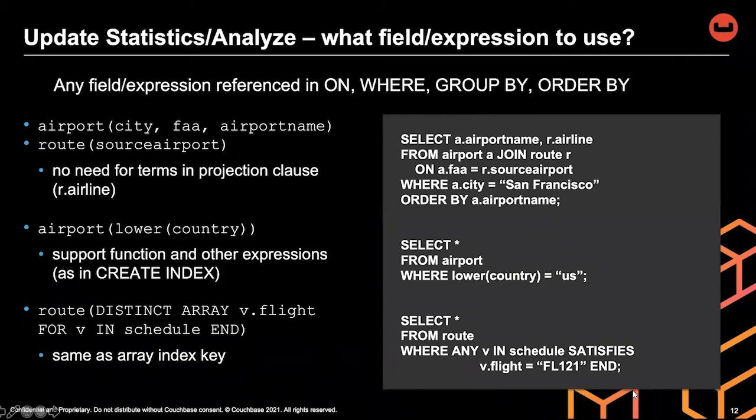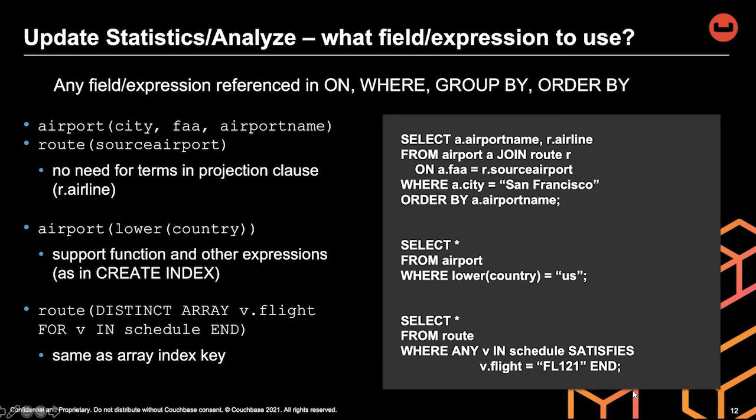So how do you know which term or which field to run update statistics on? For CBO to function properly, you must have optimizer statistics on all the relevant fields or expressions in a query. On the right-hand side, I have 3 examples. On the top, I'm doing a join between airport and route. The on clause, or the join condition, references the FAA field from airport and the source airport field from route. Then I have a where clause that references the city field of airport. I also have an order by clause that references the airport name from airport.